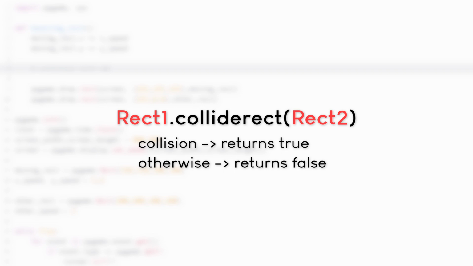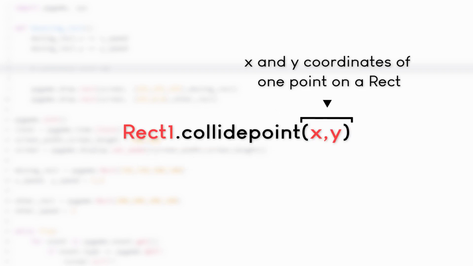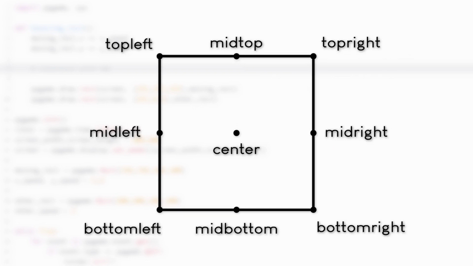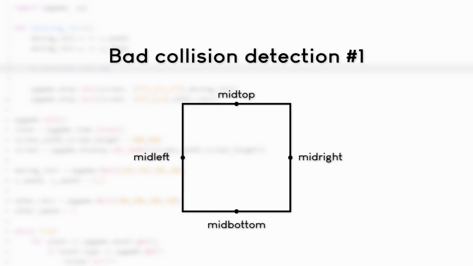But if you want to check a specific side of the collision, you would need collidepoint. And what collidepoint does is that it checks if 2 points of one rectangle are colliding with another rectangle. And there are quite a few points you can check on a rectangle. You can see all of them on the screen right now. And using collidepoint can be very powerful, but it can also very easily create bugs in your code. And let's talk about a couple of approaches that are not ideal.